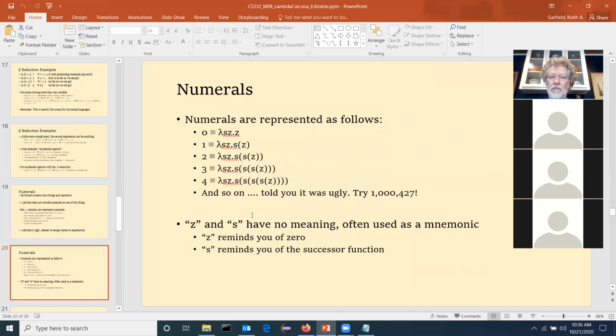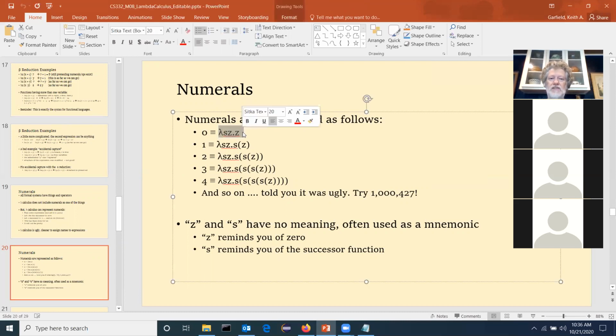So here's the pattern. 0 is defined as lambda sz dot z. I believe the s was purposefully chosen to give you a mnemonic for a successor function, z purposefully chosen to give you the mnemonic for 0. So sz dot z. Which, by the way, if you follow what that function does, it's a function of 2 arguments, right? It's a function of 2 inputs, s and z. If you put something in for s, you immediately just throw it away, and then you have the lambda z dot z left.